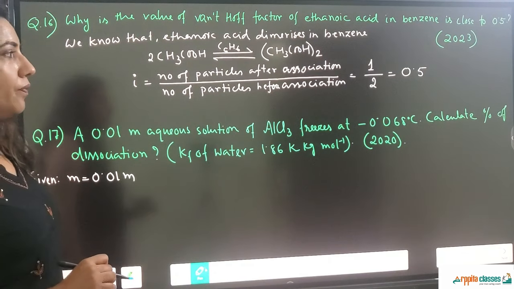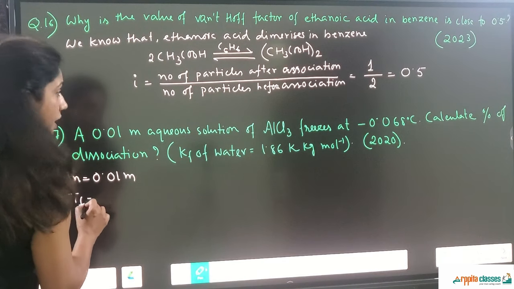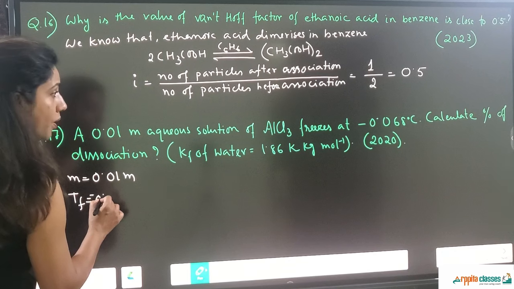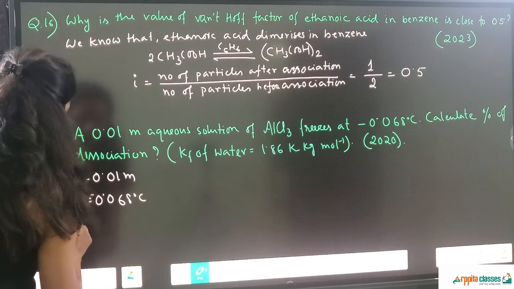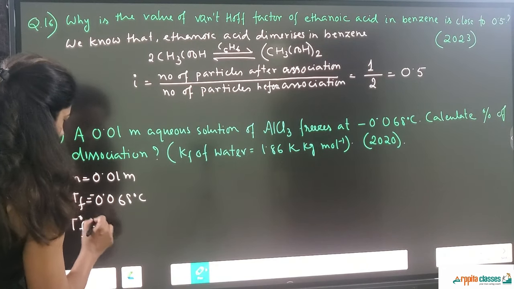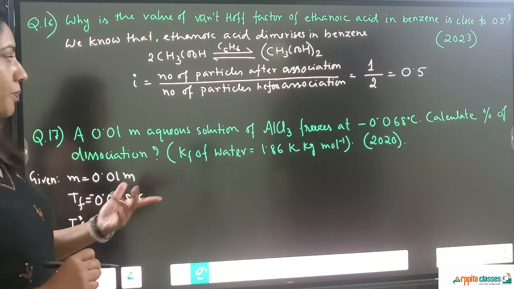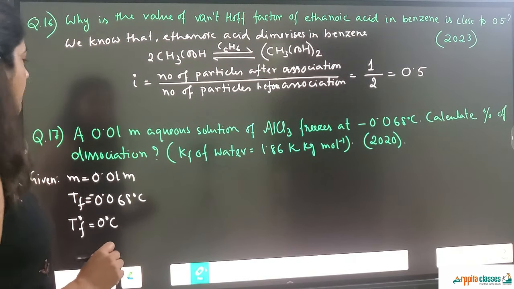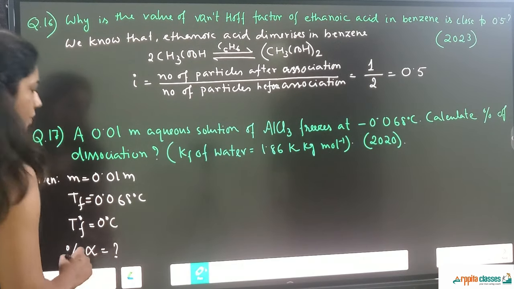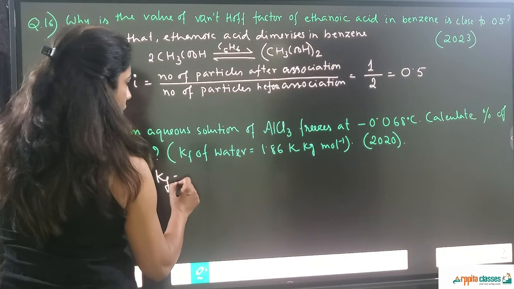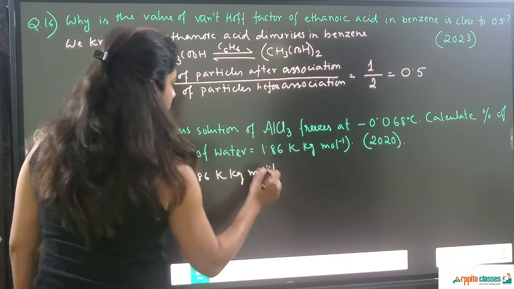Aqueous AlCl3 freezes at this much. So that is the freezing point of the solution, which is denoted by Tf is equal to minus 0.068 degrees Celsius. It's an aqueous solution, so T naught f is equal to 0 degrees Celsius. It is aqueous solution, so freezing point of water we have to take. Calculate the percentage of dissociation, that means percentage of alpha we have to find out. Kf of water is given 1.86 Kelvin kg per mole.